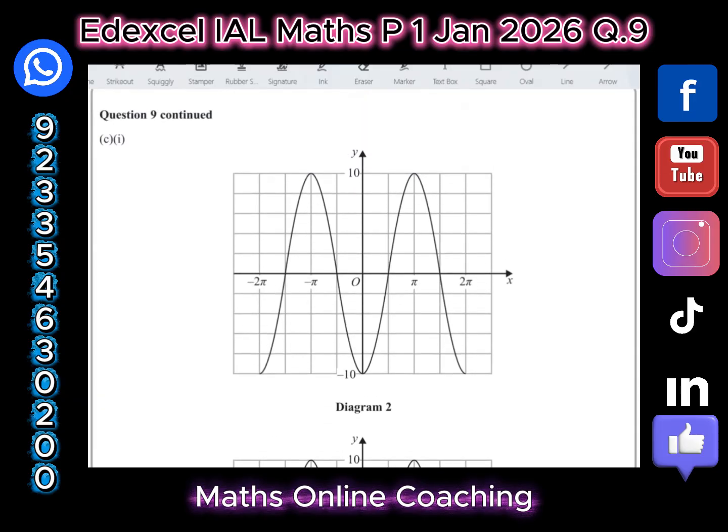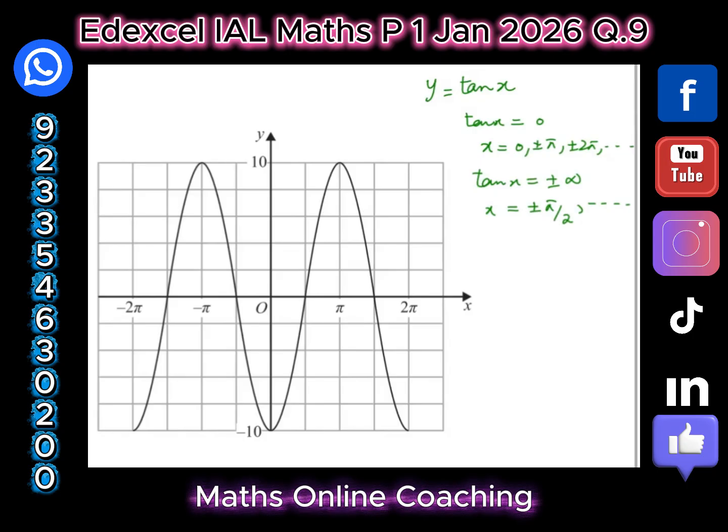Now we move to diagram 2. In part 1, we have to sketch the function y is equal to tan x. Tan x is equal to 0 at x is equal to 0, plus minus pi, plus minus 2 pi and so on. And it is equal to plus minus infinity at x is equal to plus minus pi by 2 and its odd multiples. Now we sketch the graph. The value of tan is 0 at 0 and it goes to infinity in this way. And similarly on the negative side.